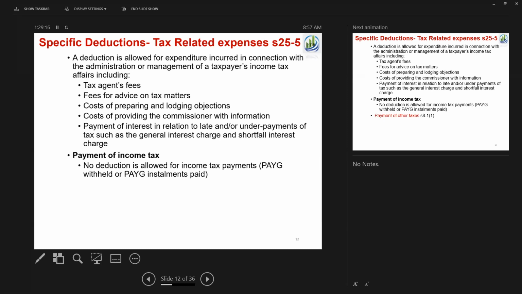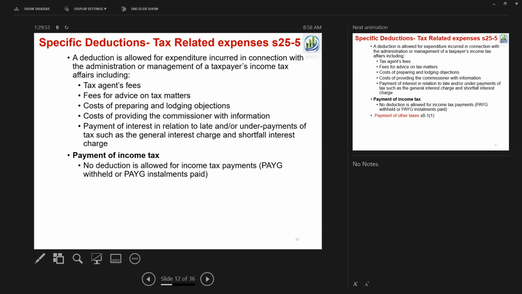Now, sometimes the question will come up: as a business, we are paying that PAYG withholding on behalf of employees to the ATO, right? That's really going from your bank account. So can I deduct it from my income tax? The answer is no. Even though you are paying for the employees, that PAYG withholding is already included in your gross wages. You are deducting the PAYG withholding component included in the wages.